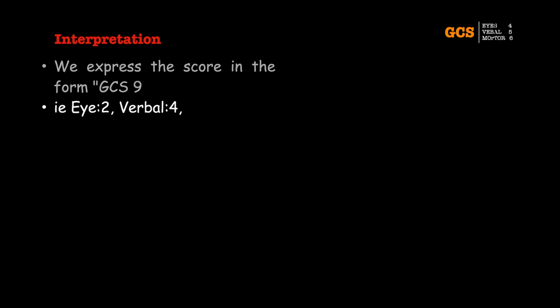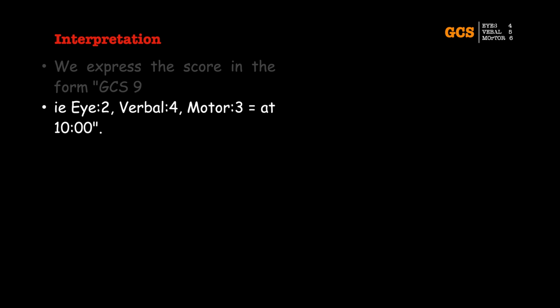And so we express the score in the form of Glasgow Coma Scale 9. In this case, it can mean that the patient had an eye opening of 2, verbal response of 4, and motor response of 3. And the time that we made this assessment was at 10 o'clock. Now we need to indicate the time because it will help us to know whether the patient is improving with time or is deteriorating over time.